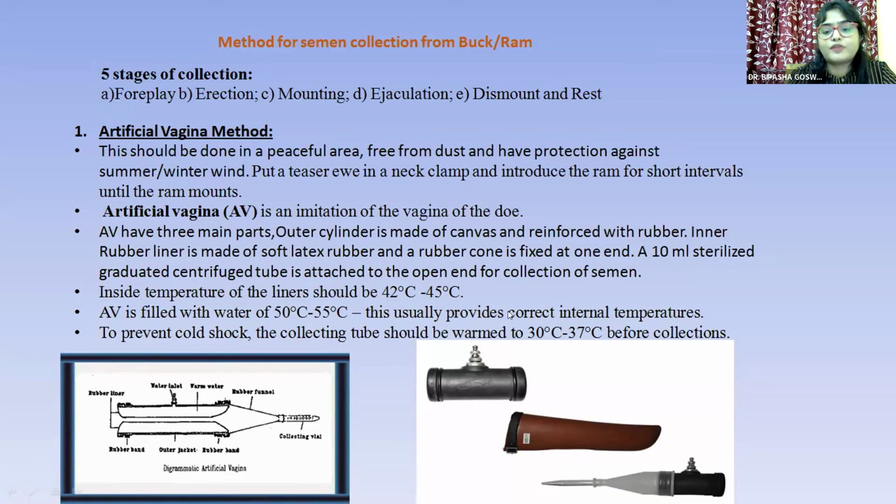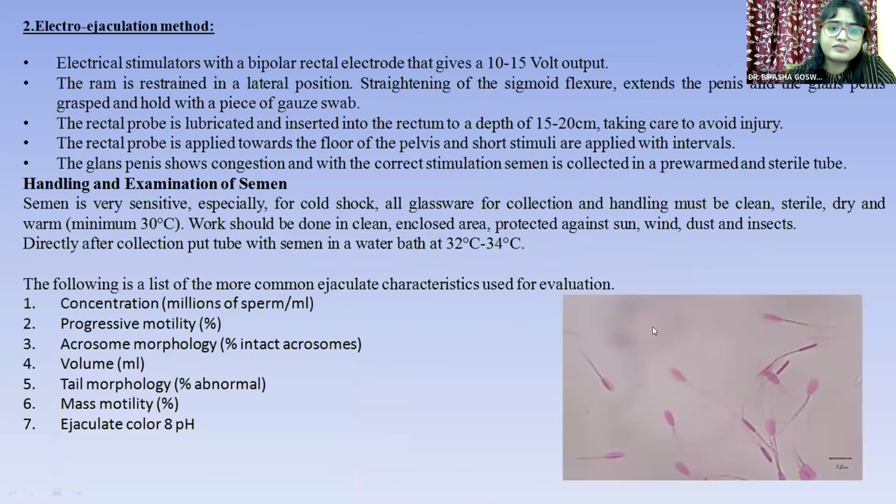It usually provides the internal temperature, which mimics the vaginal temperature. To prevent cold shock, the collecting tube should be warmed to 30 to 37 degrees centigrade before collection. Another method I have told is the electroejaculation method.